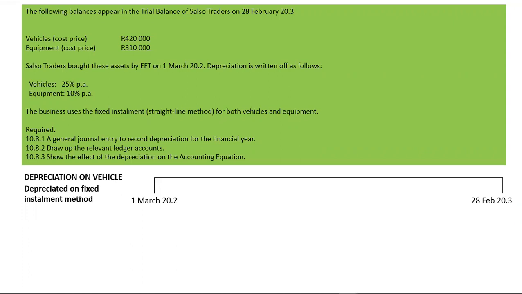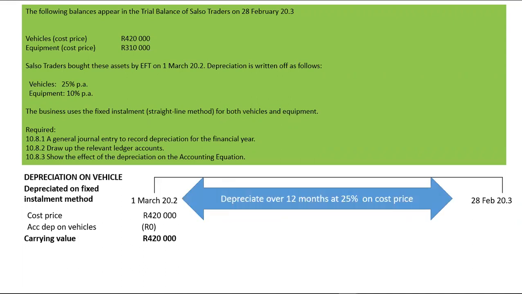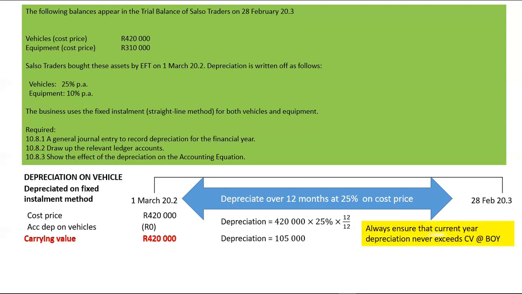I will first start by calculating carrying value at the beginning of the year. Please note that for vehicles, we didn't have any accumulated depreciation because it was bought at the beginning of the financial year. So accumulated depreciation will be zero and carrying value will be the same as the cost price. We used it for 12 months, so we depreciate it over 12 months by taking the cost price of 120,000 and multiplying it by the depreciation rate of 25% and by 12 over 12. Our depreciation will be 105,000. Ensure that your current year depreciation never exceeds carrying value at the beginning of the financial year.